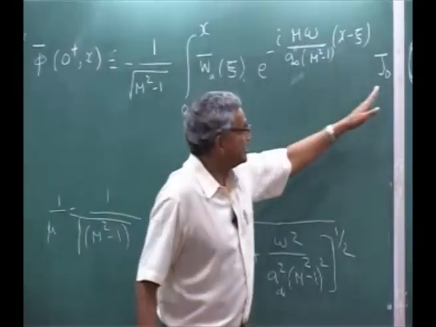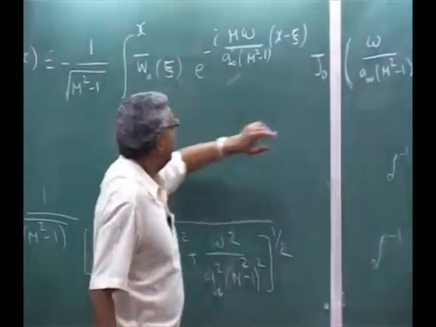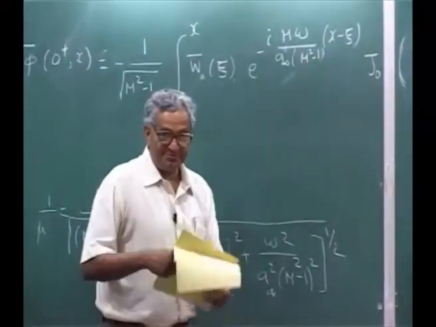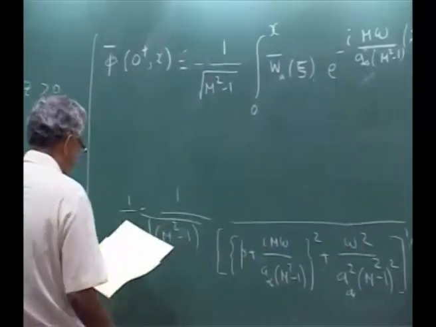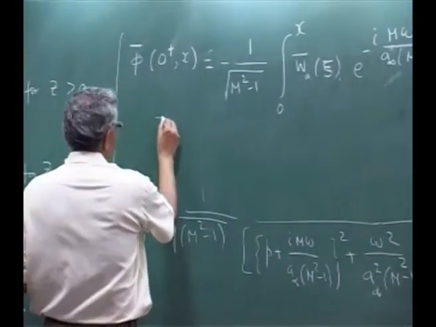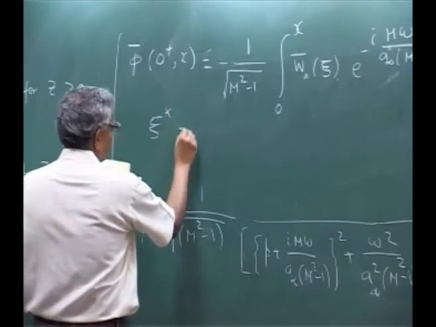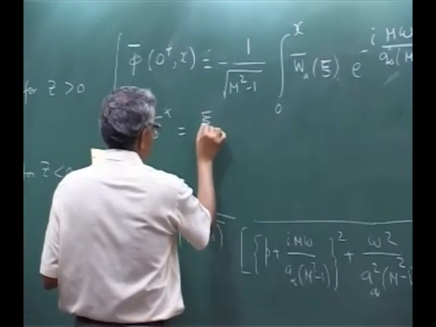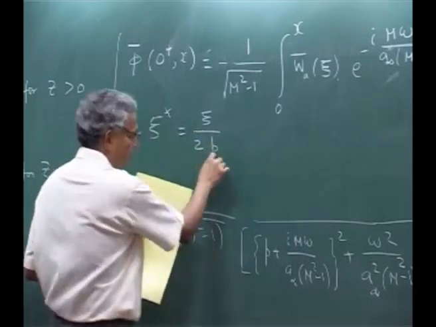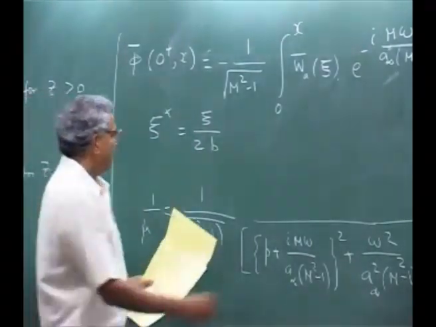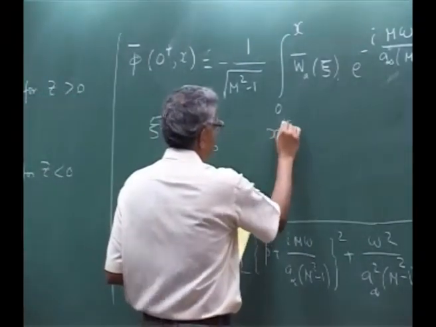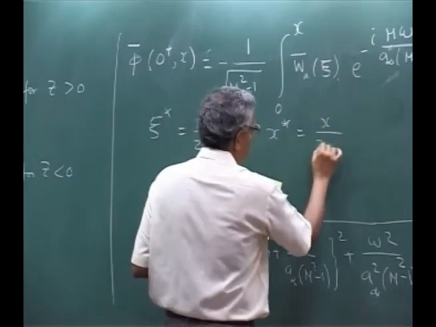Because this is the Bessel function, and this is an exponential sum term, and we will non-dimensionalize it by writing the length with respect to the chord, that is 2b, and we'll put a star. X star is x over 2b.